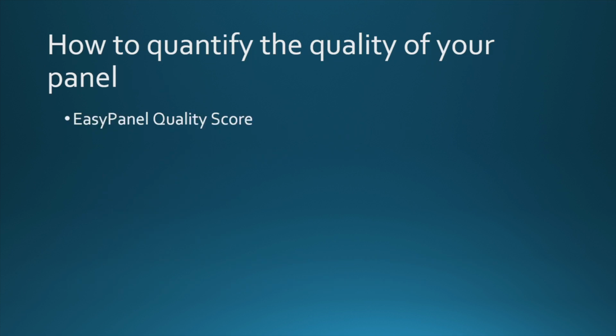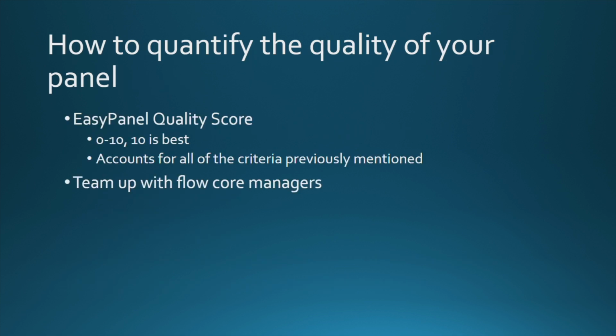When we design a panel, we try to remain very quantitative, i.e. we've developed, hand in hand with flow core managers and key opinion leaders in the field, something called the EasyPanel quality score. Now this, while it remains a theoretical score, is really useful and has been used by a lot of flow cytometrists to QC or to judge the potential quality of your panel. It's on a scale from 0 to 10. 10 is best, 0 is worst, and it accounts for all the criteria that I just mentioned.